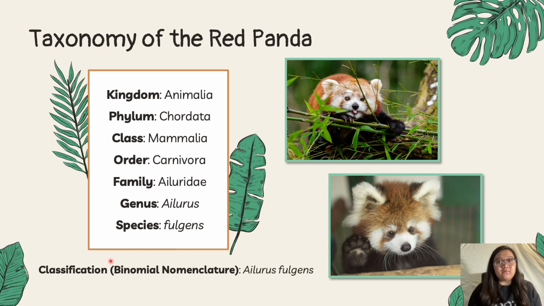And to classify the red panda using binomial nomenclature, we would take the genus and the species, which is Ailurus and fulgens, and together they would make the scientific name of the red panda.